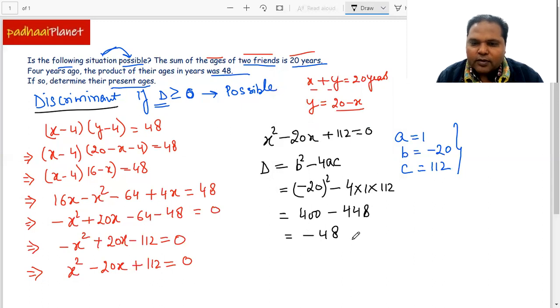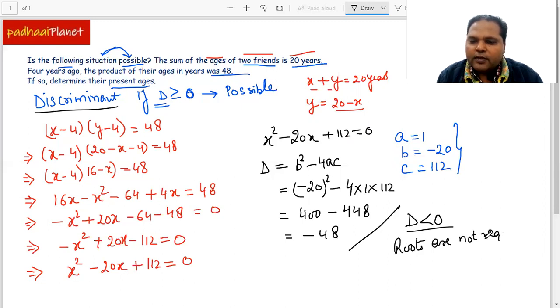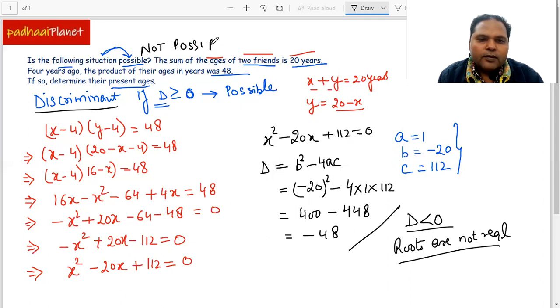So that means the value of D is less than 0, and hence the roots are not real, right? They are not real, and therefore we can say that this situation is not possible. So we cannot find the present ages either, because they are not real. This is not possible, right?